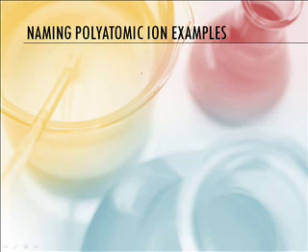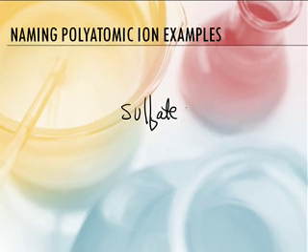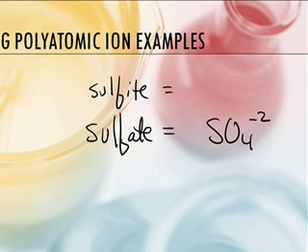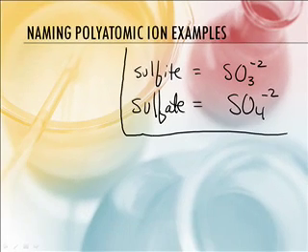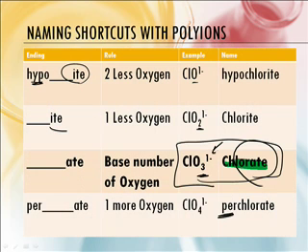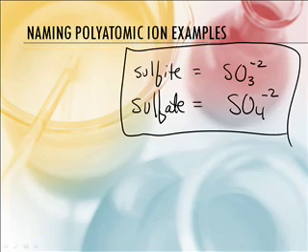Let's do another example. How about sulfate? Now you can just memorize sulfate. You don't probably have it memorized yet, but that's SO4 2 negative. So its friend sulfite is light, so it's going to have 1 less oxygen: SO3. Now the charge never changes when you do this. It always has a 2 negative charge. In the example we did here, this one always has a 1 negative charge. The charge doesn't change. The only thing that changes is the number of oxygens.